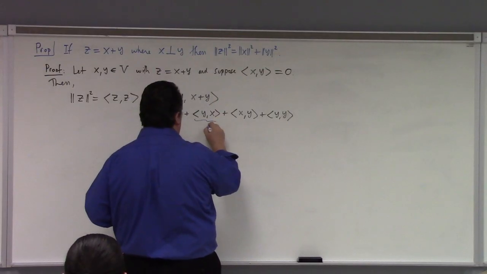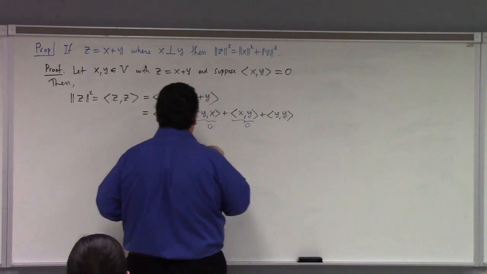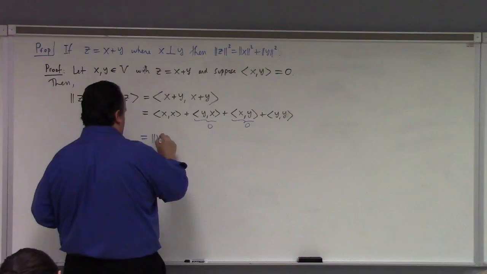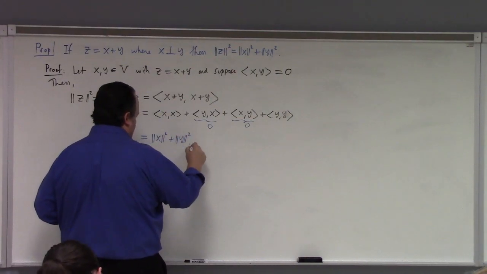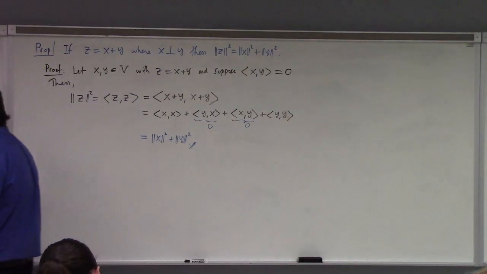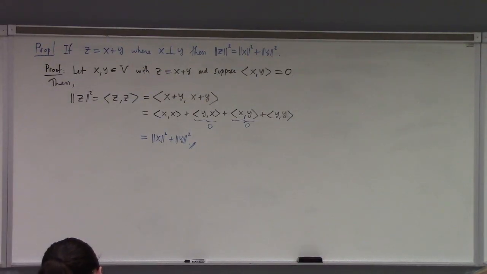So as such, we have this is 0, this is 0, and we've got the norm of x squared plus the norm of y squared, and we're done. All right?